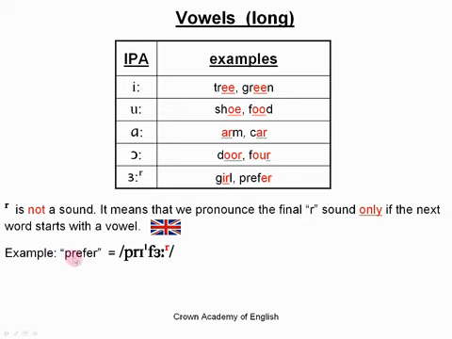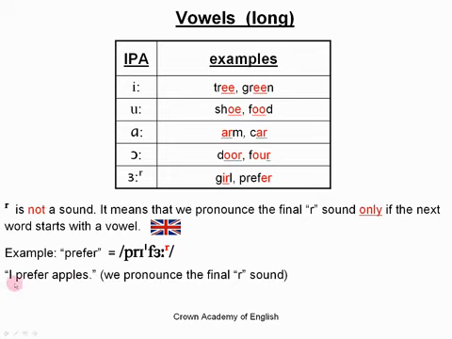Example, the word prefer. This is the IPA transcription. So we have the sound at the end, and the little R means we only pronounce the R at the end of prefer if the next word starts with a vowel. So if we say this, since the next word starts with a vowel, then we must pronounce this letter R.